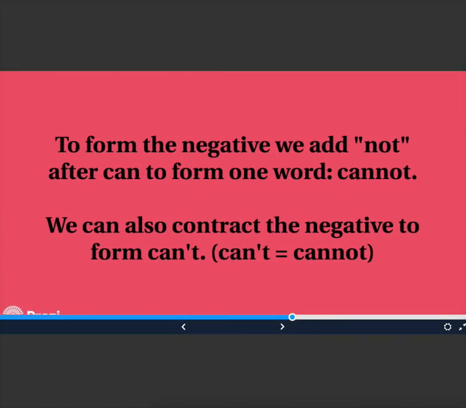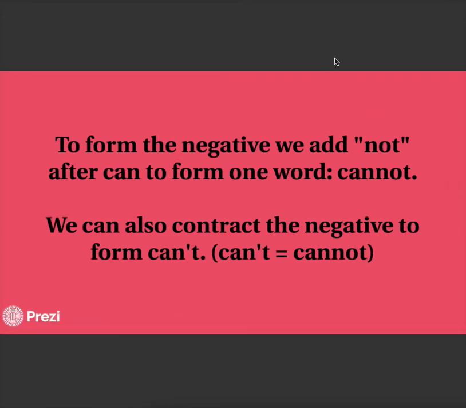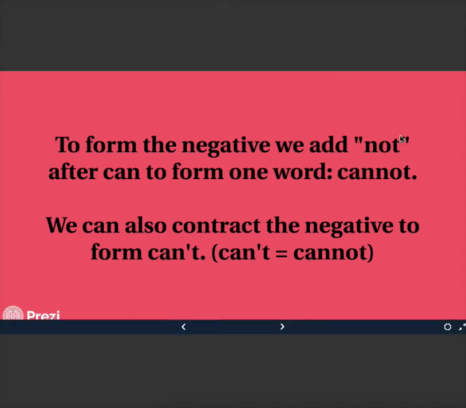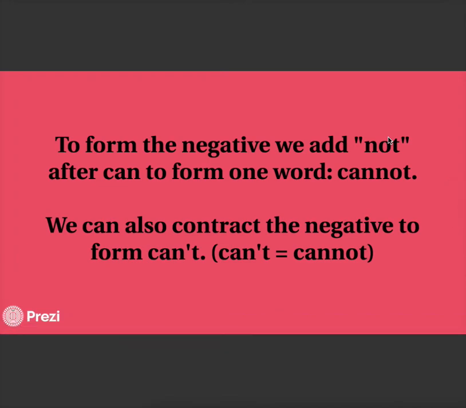Let's go with the negative form. Vero, can you please help me reading this part? Yes, miss. To form the negative, we add not after can to form one word, cannot. We can also contract the negative to form can't. Thank you. So for the negative form, my dears, you just have to add the word not. Okay? And this is the word cannot. So you can put it apart, but it is usually together.